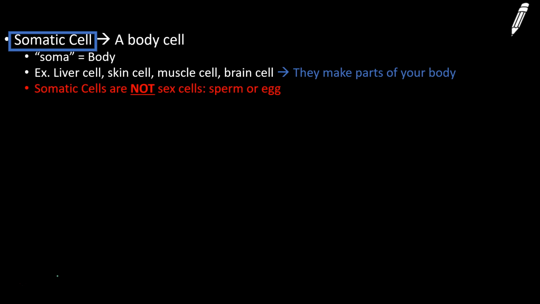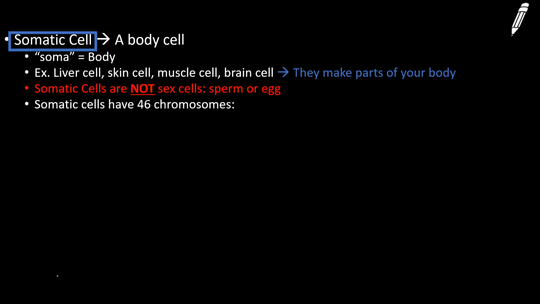It's important to note that somatic cells are not sex cells. They are not sperm or egg cells. Those have a different name, and they also have a different number of chromosomes than somatic cells. So how many chromosomes do somatic cells have? Somatic cells have 46 chromosomes.